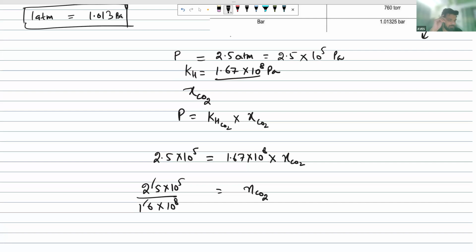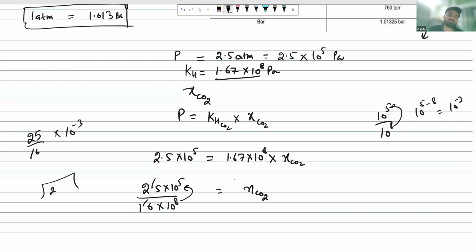What answer are you getting? You will get 10 raised to the power minus 3, because when the 8 power goes up, the base is the same, and it will give you 10 raised to the power 5 minus 8. You will get 10 raised to the power minus 3 for this one, into 25 divided by 16. So you divide 25 by 16, simple.